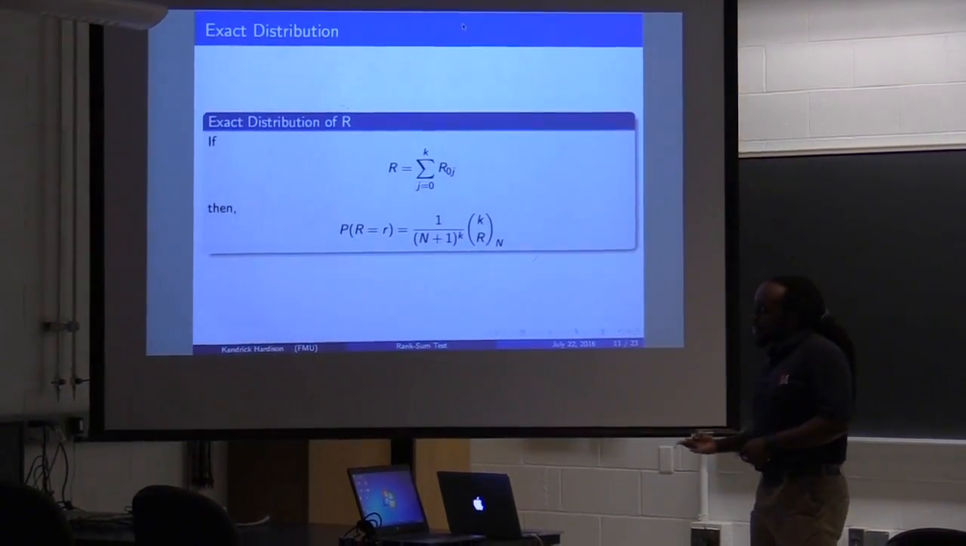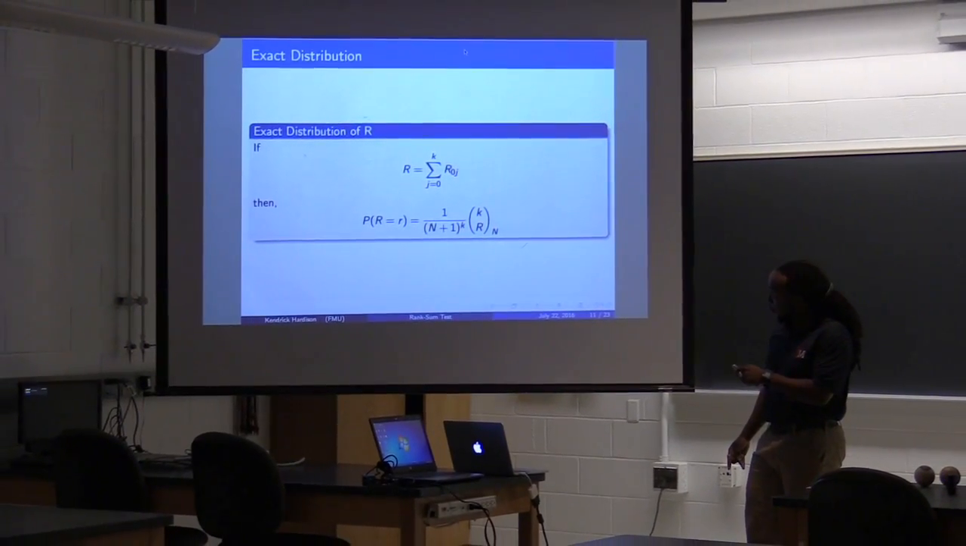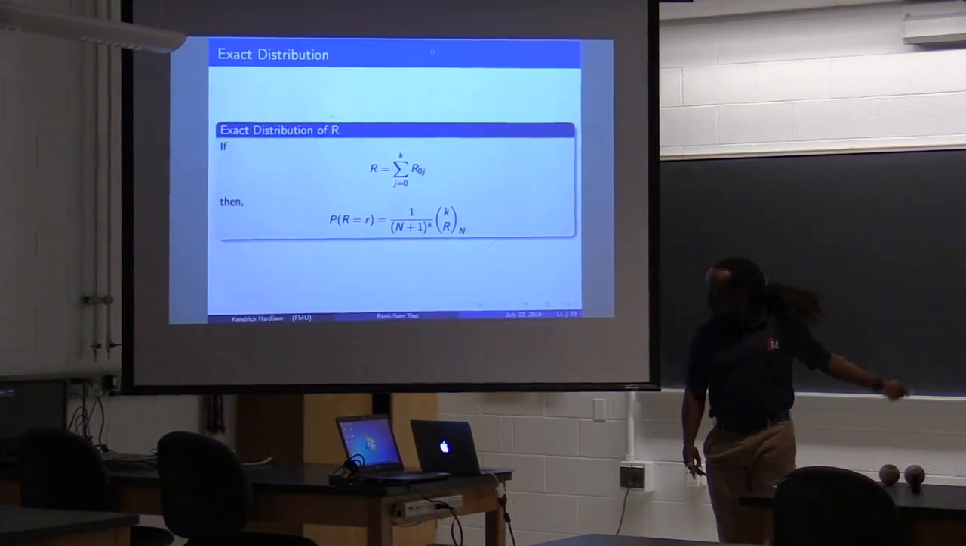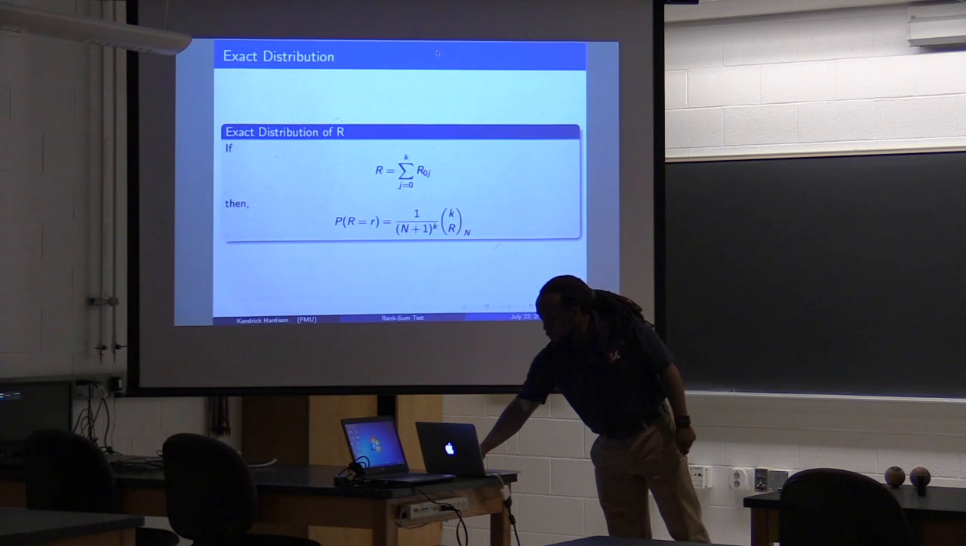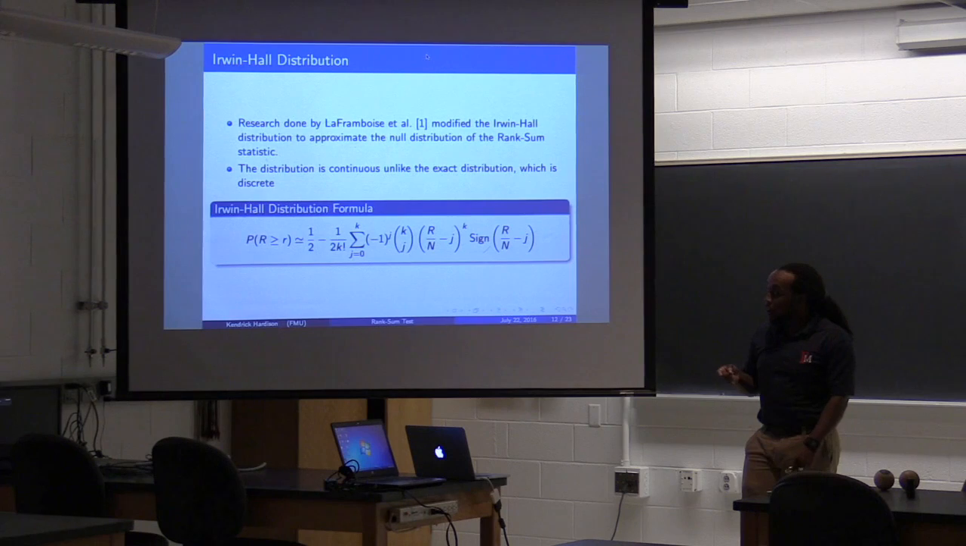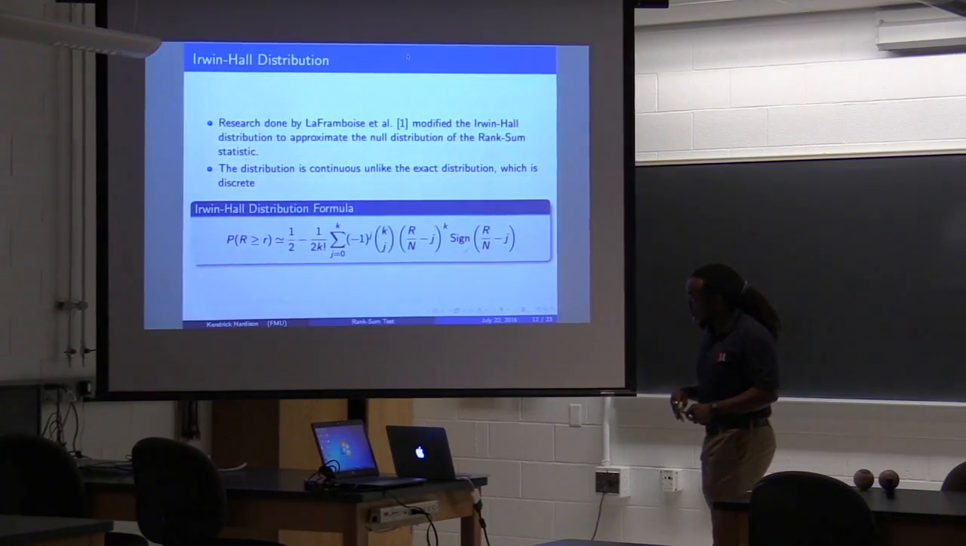And when we talk about the exact distribution of it, we're going to use this formula right here once we sum up all the ranks and get that rank sum of R, which is going to be that over there. But research done by a man named Lafrenbach modified the Irwin-Hall distribution to approximate this null distribution. And here's the formula for that.